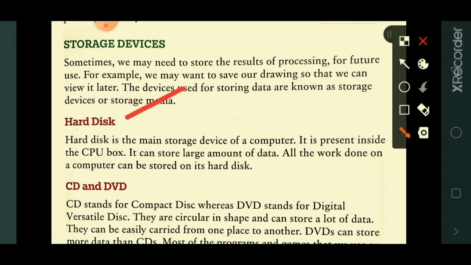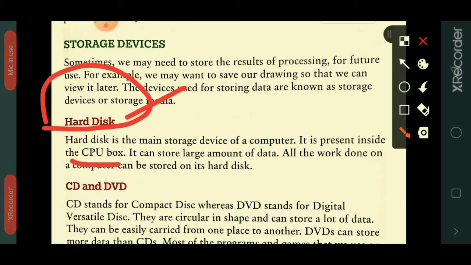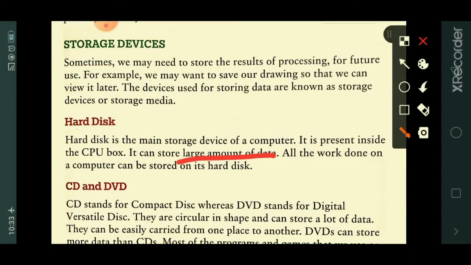The first one is the hard disk. The hard disk is the main storage device of a computer, and it is located inside the CPU box. This hard disk can store a large amount of data. All the work done on a computer can be stored on its hard disk. Whatever work you are going to do is stored inside your hard disk.